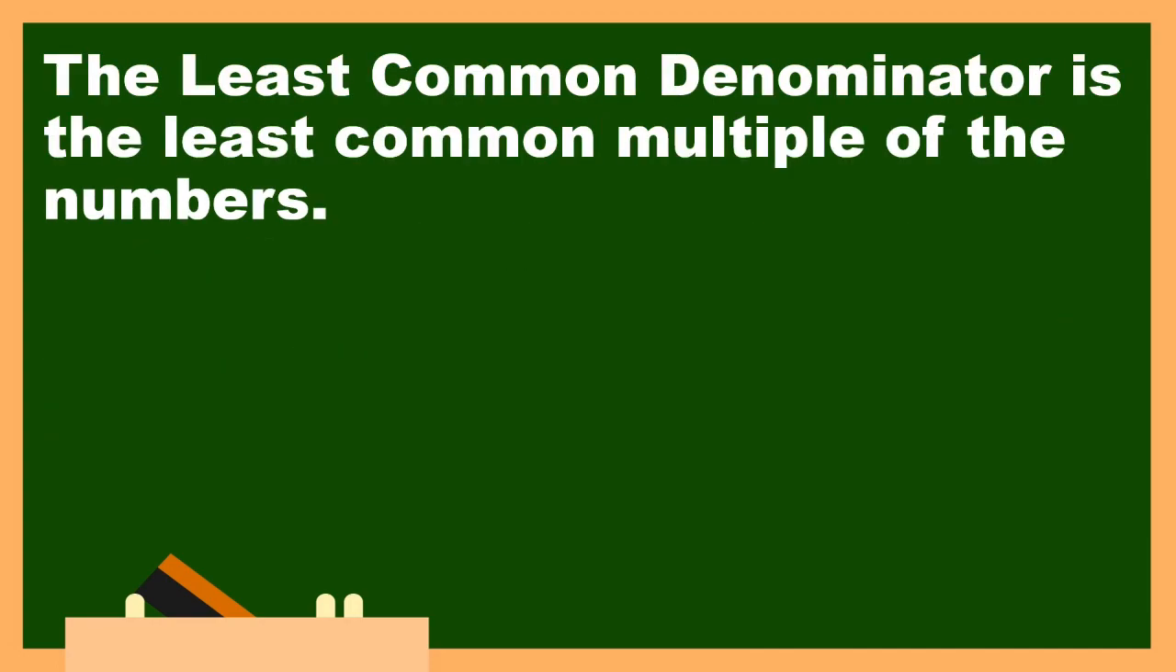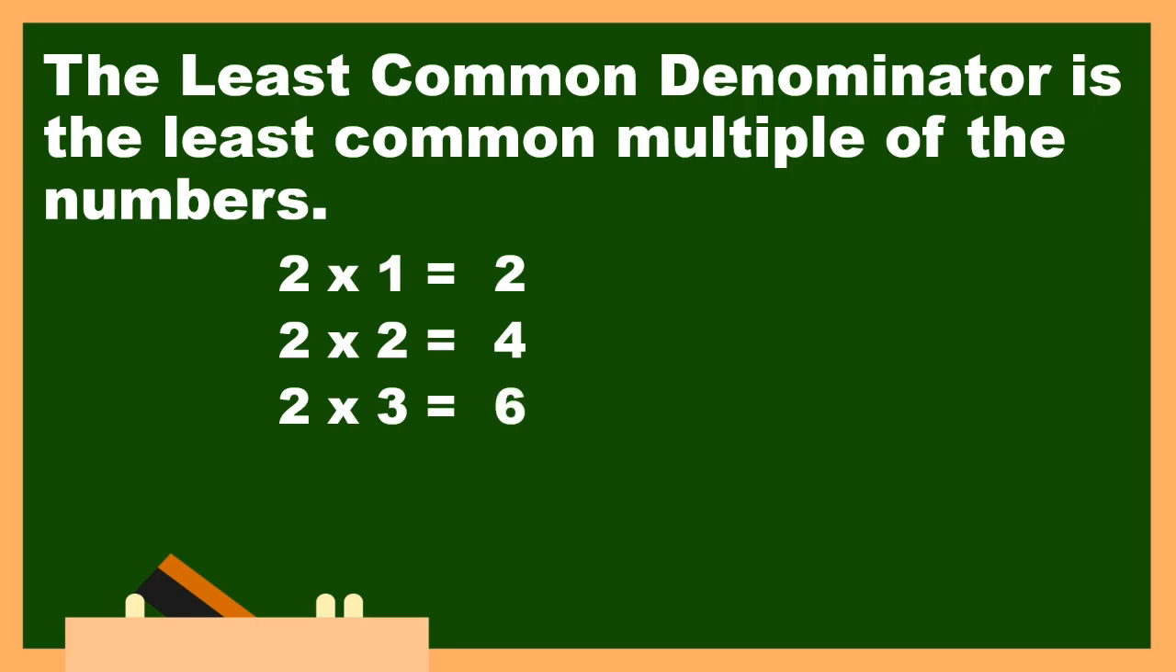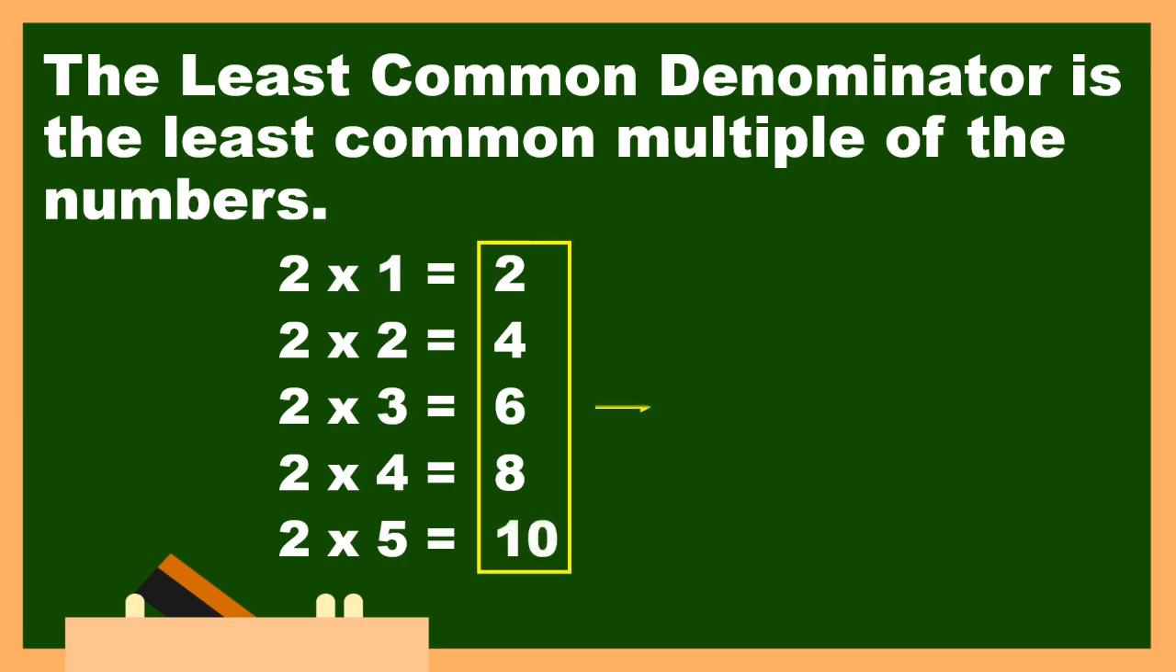The least common denominator is the least common multiple of the numbers. Ang tinatawag po ditong multiple ay yung numbers na kapag i-multiply mo sa ibang numbers, yun ang makukuhang result. Halimbawa po, 2 times 1 equals 2. 2 times 2 equals 4, 2 times 3 equals 6, 2 times 4 equals 8, and 2 times 5 is equal to 10. So, ito pong 2, 4, 6, 8, and 10, siya po ang tinatawag nating multiples.